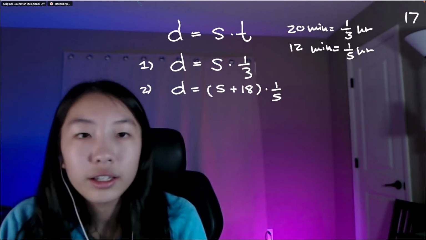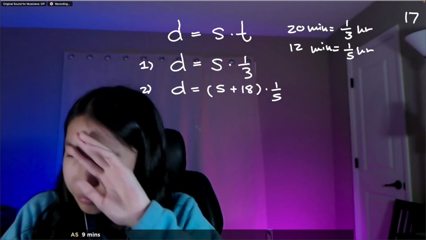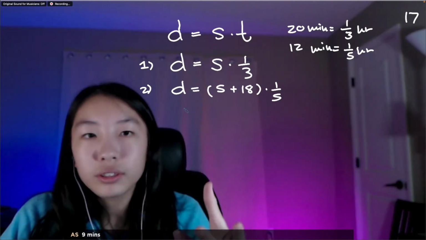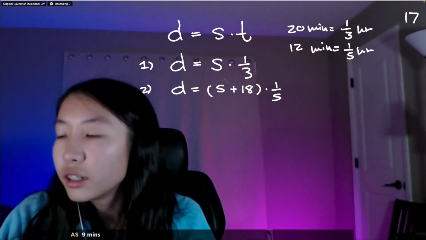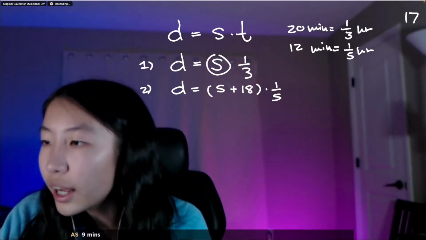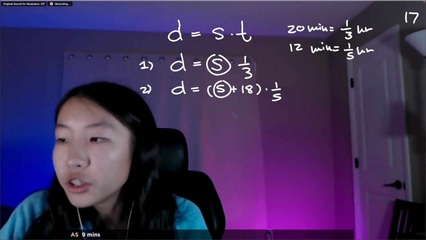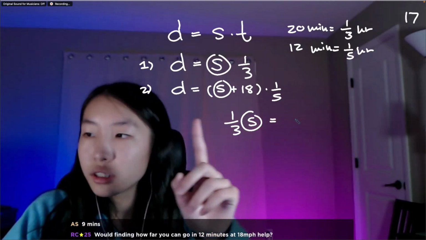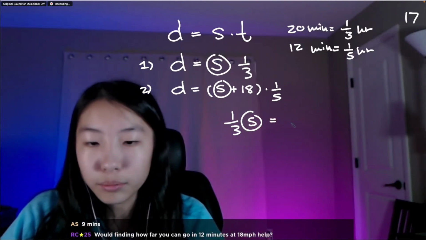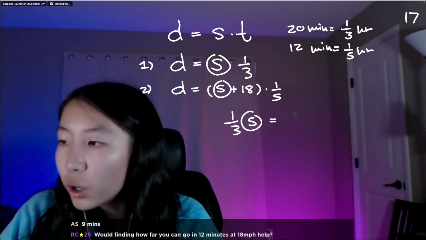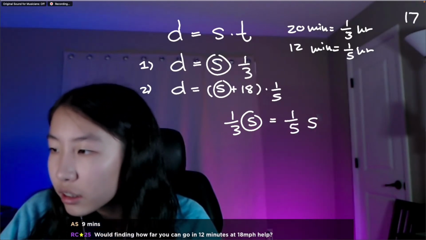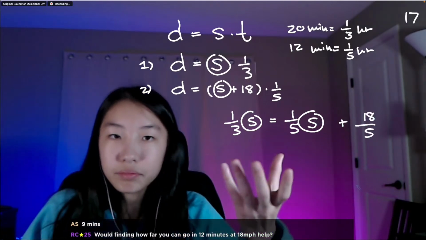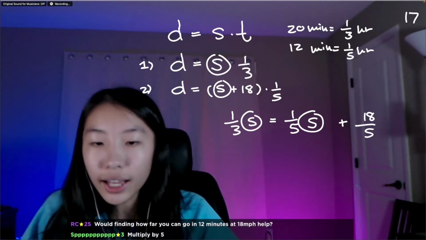And we wanted to find D. So the easiest thing we can do here is set these values equal because they're both expressions for D. And so these are our S values. So that means we have 1/3 of S is equal to, if we expand this out and multiply it out, 1/5 S plus 18 fifths. And so here we can solve for S.